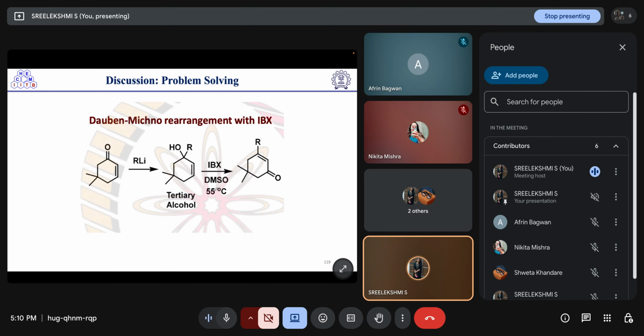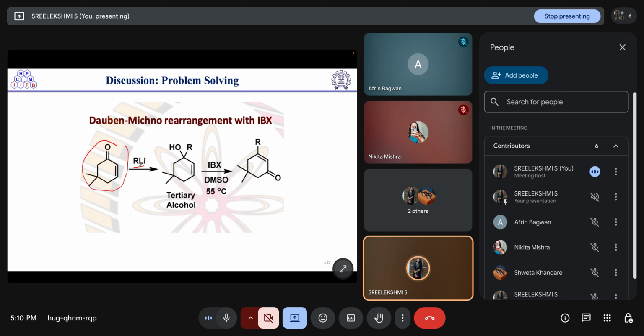Then another reaction is this Dauben-Michno rearrangement. So we have already seen this kind of reaction by using PCC and PDC chromium-based reagents. So a similar reaction is happening with IBX also. That is for the transposition of ketones. Or we are starting with this.